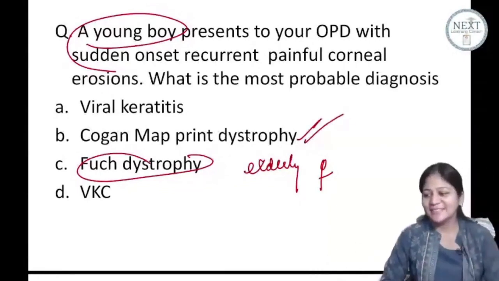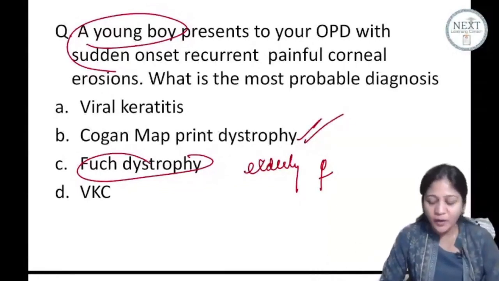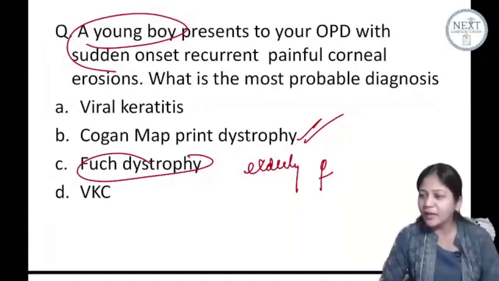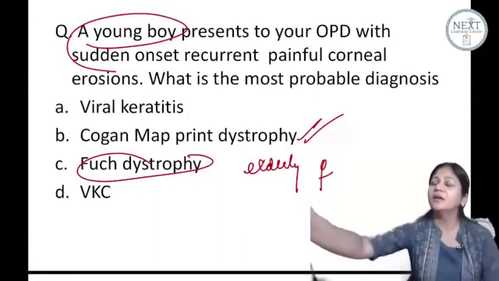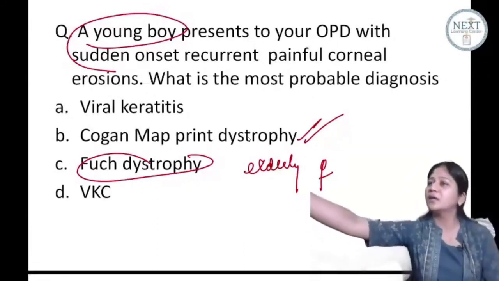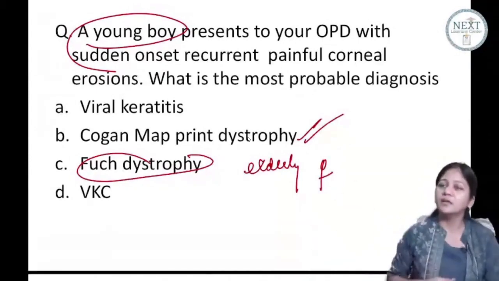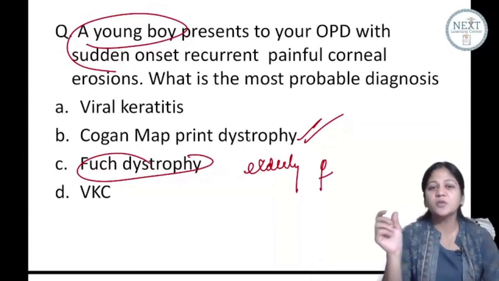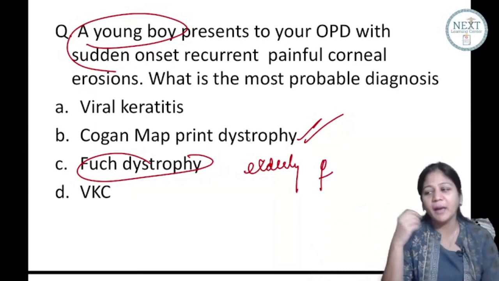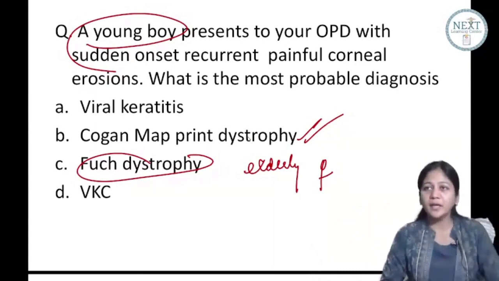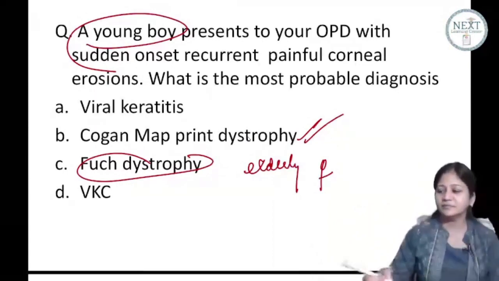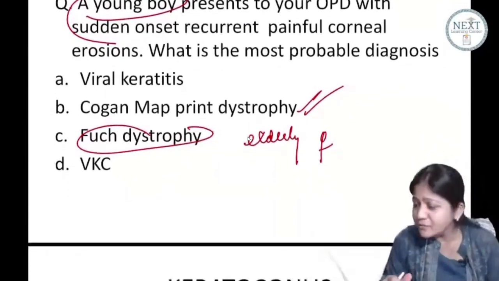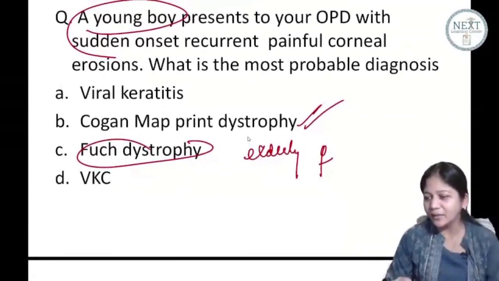Dr. Gotham, why do you say D? There's a young boy who comes to you with recurrent erosion, so it has to be a Cogan-Maprein dystrophy. All right, guys. See, every problem in young boys is not that. Now you have to read the rest of the question also.